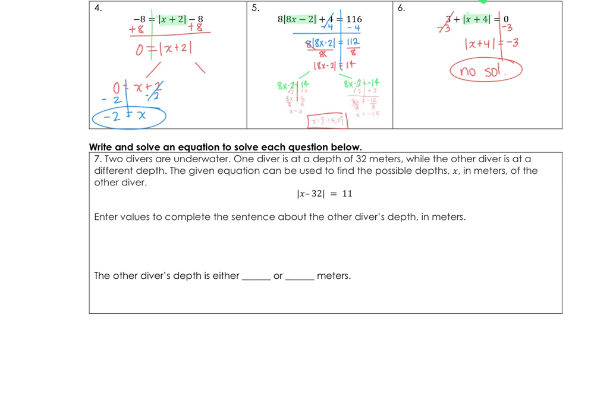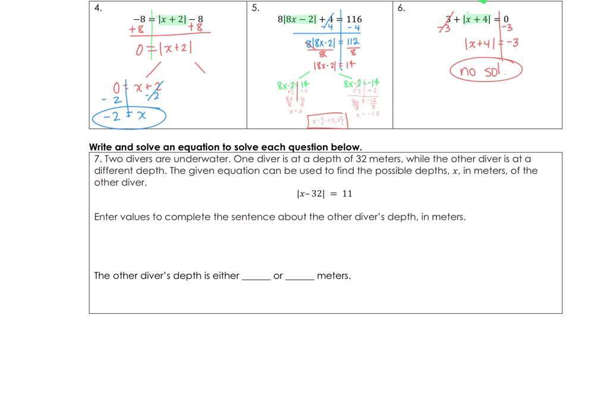So they've already given us the absolute value equation. We don't even have to write it. They said, here you go. And then it says, enter the values to complete the sentence about the diver's depth. So the second diver is either at blank or blank meters. So all I'm having to do is solve the equation. They just gave me a whole story. They gave me the equation. All I have to do is solve for x.